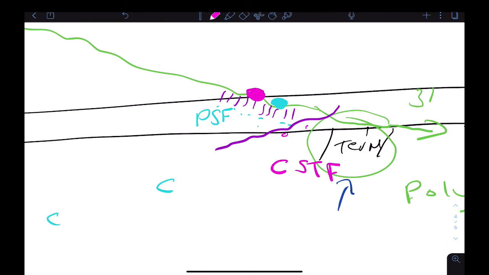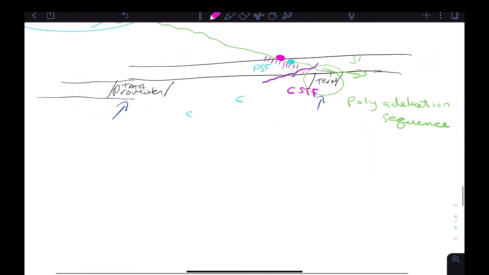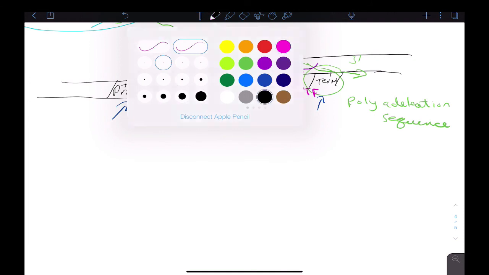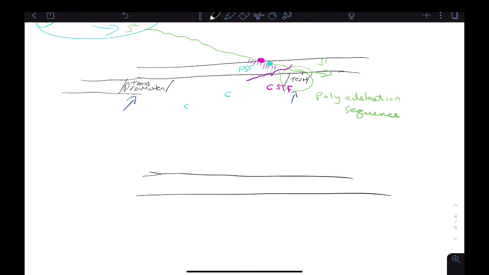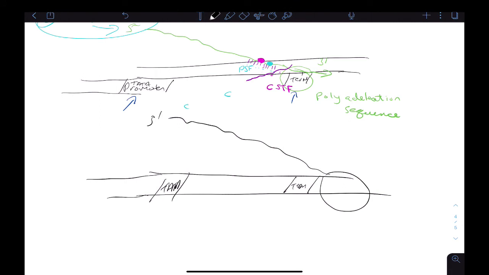Now, let me draw one more picture. What's going to end up happening is this thing moves down. So here's our DNA over here. This is our promoter region, and then we came to the termination sequence over here. Polymerase continues. Once it gets to the termination region, it's going to continue. Now it's moved over here. That's our 5' end, and here's our 3' end over here.